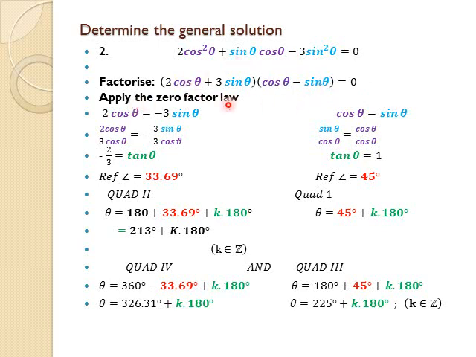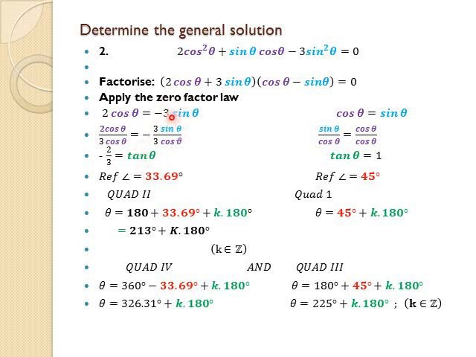So if I apply the zero factor law, I have 2 cos theta equals negative 3 sine theta. If I have cos and sine, we will always divide sine by cos, because we need to get to 1 trig ratio. So sine divided by cos gives me tan. Negative 3 divided by 3 would give me negative, and there that would now simply become negative 2 over 3 equals tan theta. Alright, reference angle, shift tan 2 over 3 would give me 33,69.